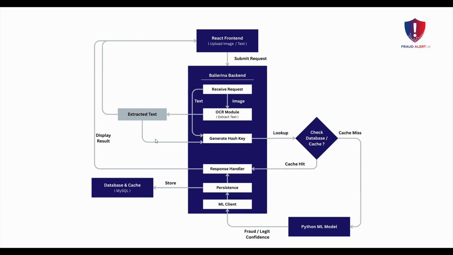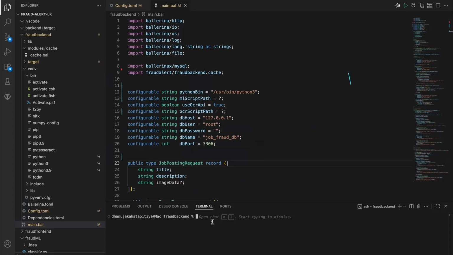Once we have the text, the Ballerina backend generates a hash key for it. This acts as a unique fingerprint for the ad, so we can instantly recognize if we have seen it before or not. With the hash key, we check the database and cache. This ensures that if the same ad appears again in the future, the result can be retrieved instantly. Finally, the backend returns the result to the front-end user interface, where the user can see whether the job is fraud or legitimate, along with the confidence level.